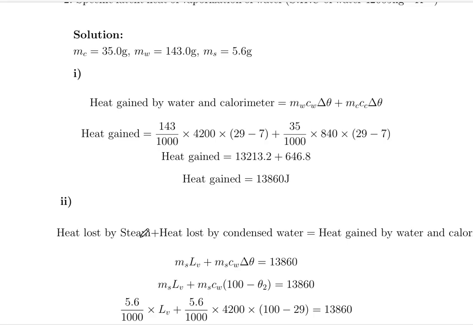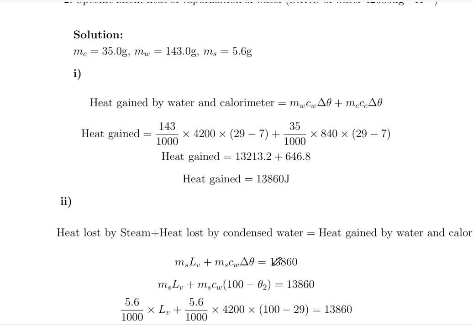Now, remember that this occurs at a constant temperature, which is 100 degrees Celsius. After it has converted its state from vapor to liquid, we shall have a temperature difference. It will drop from 100 degrees Celsius to the final temperature of the mixture, which was 29. And now this will equal the heat that was gained by the water and the calorimeter, which we calculated in the first part.